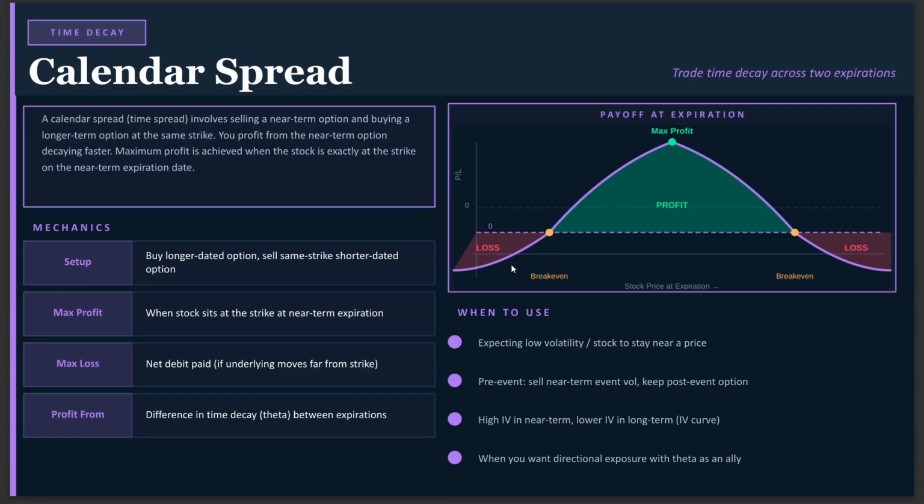In this example, we're looking at the max loss being the net debit, right? If the underlying moves too far away from both of our strikes in either direction, we start to lose money. So our max profit will be when the stock sits literally right where we want it on our strike.